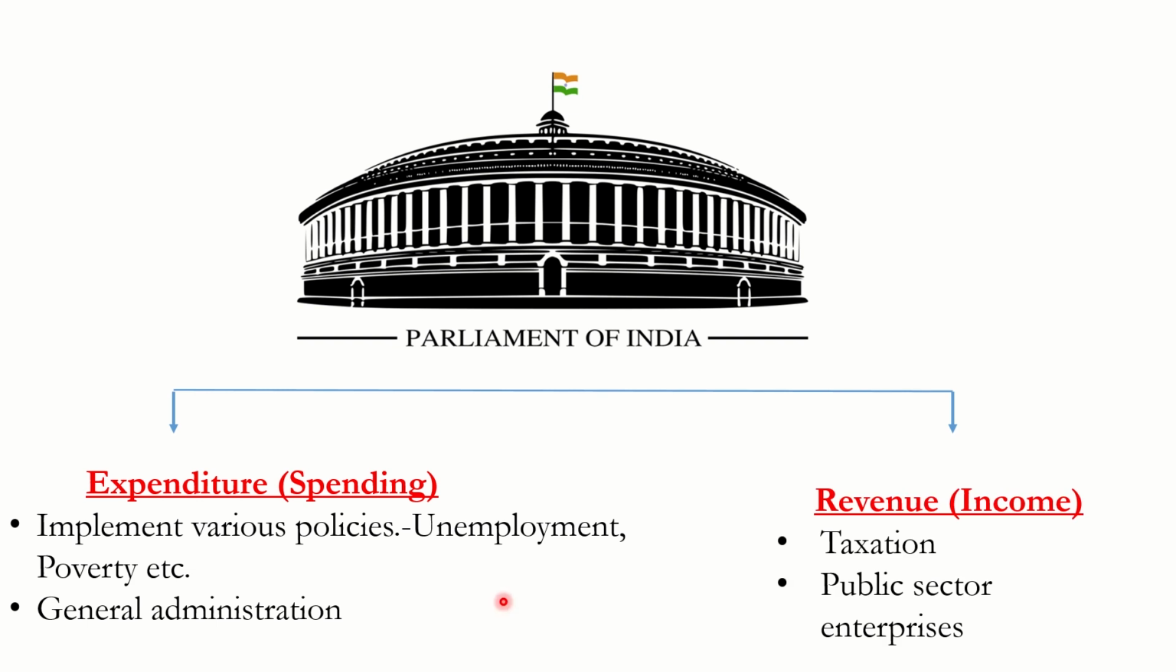And another one is revenue, from where it is generating its money, or we can say the income. So the first way of generating income or revenue is taxation. It includes both the taxes: one is direct tax, another is indirect tax, as well as public sector enterprises. Now public sector enterprises are those companies which are owned by the government. This is how the government is working. One side it is generating income, bringing in the money. Another side, the same money is being spent on different things.